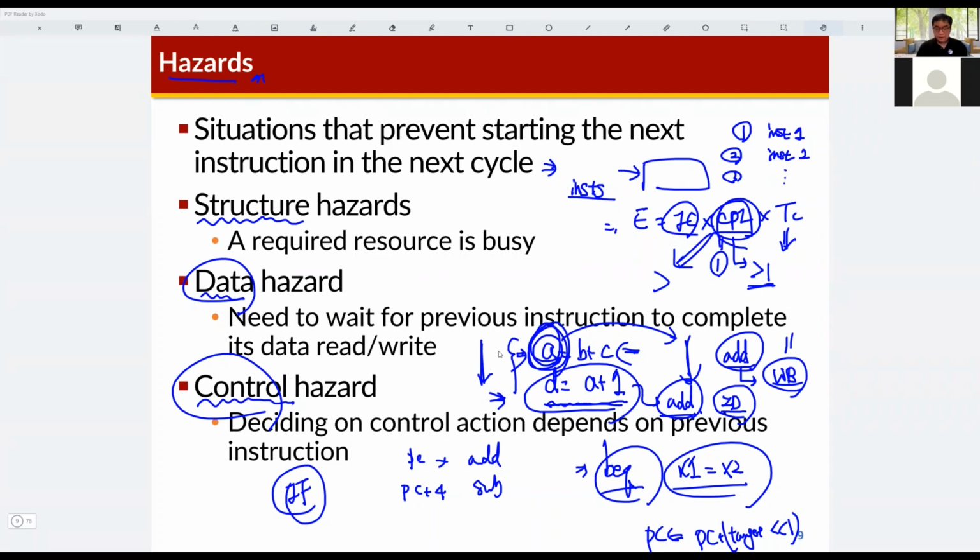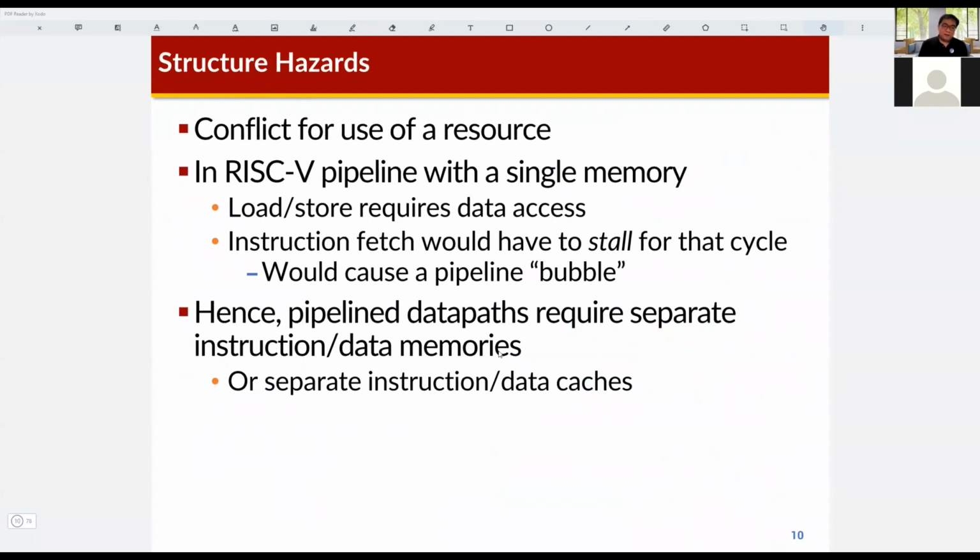Okay. So there are three types of hazard, and this is also very important, so you need to memorize these three types of hazard. Okay, let's see the structure hazard. As I explained, structure hazard is caused by lack of available hardware resources.